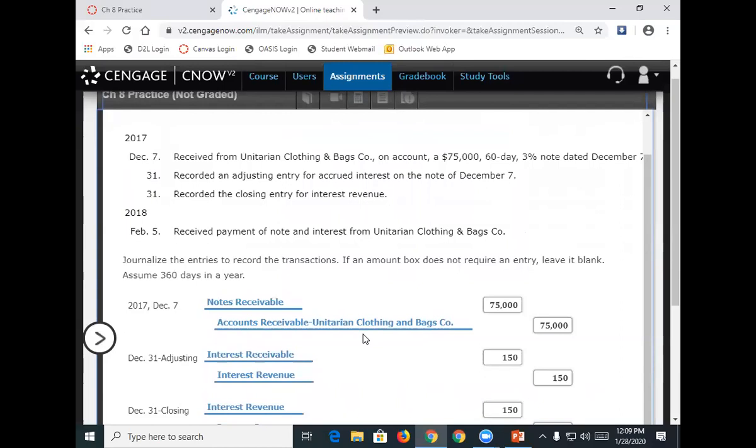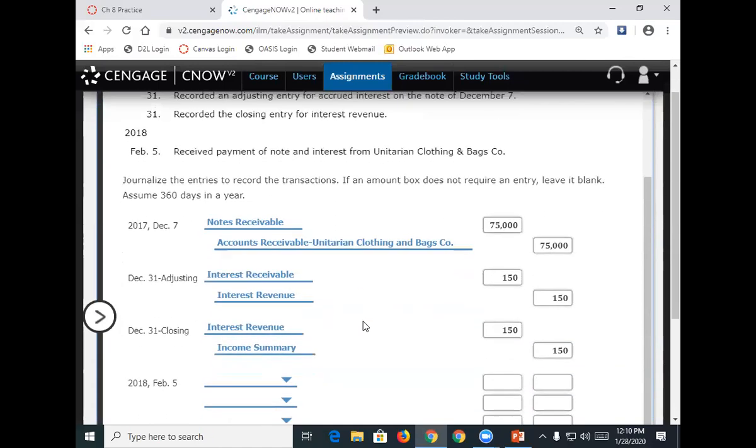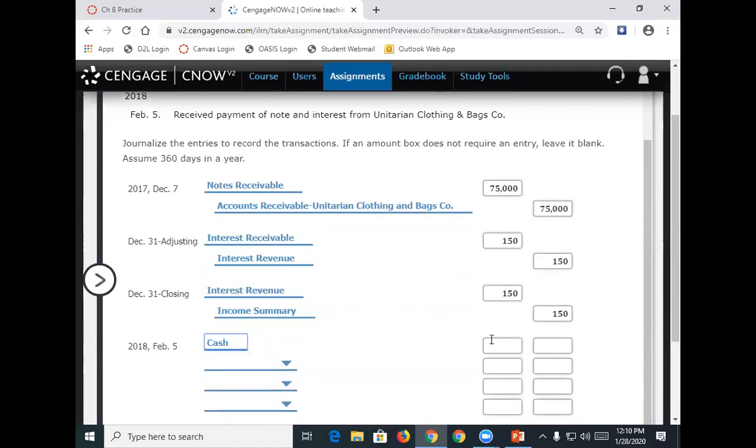So this is how much interest is due or receivable in the current year. 60 days total. I just add these two up to get my total interest on the note. So 375 is total interest. So when this note matures on February 5th, they're going to pay us cash the maturity value, principal plus interest. So 75,000 plus 375 in interest. So 75,375.